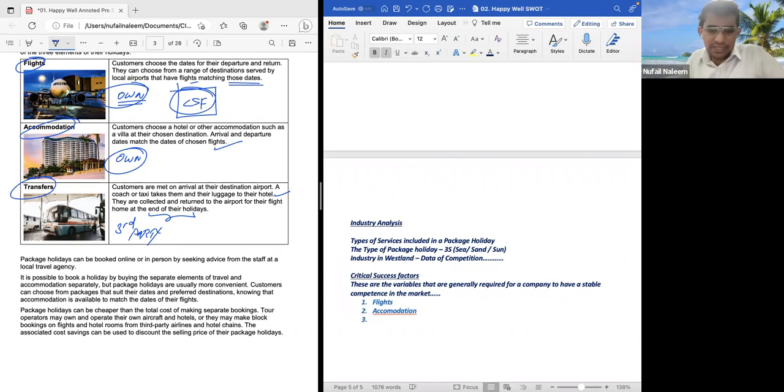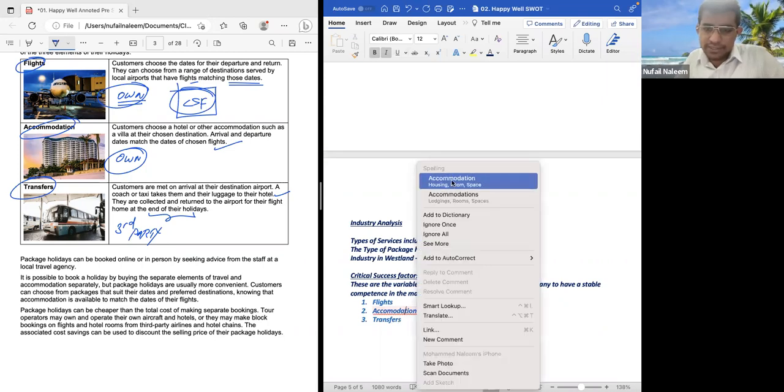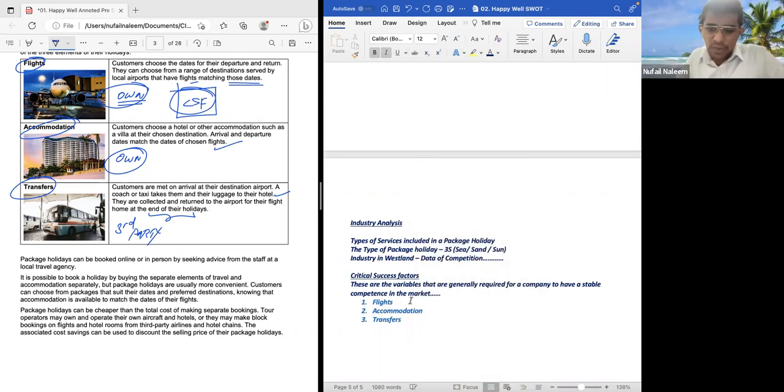And the last one is the transfers, if I'm not mistaken. Now, students, I'll make it more practical. Flights are owned by whom, students? Happywell. Happywell owns the flights.